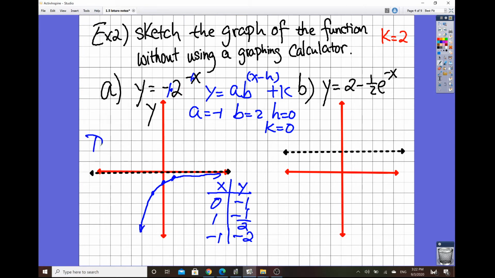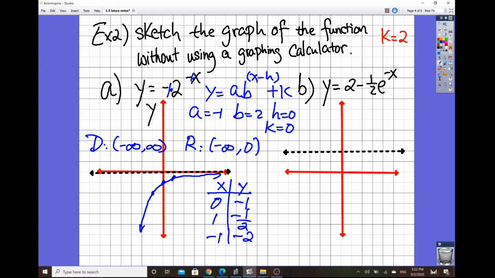And then the domain for this one is always all real numbers. Again, there's no restricted value for the x column, so that's why it covers everything. And then for the range, the range for this one is considered from negative infinity all the way to 0, but 0 is not included.